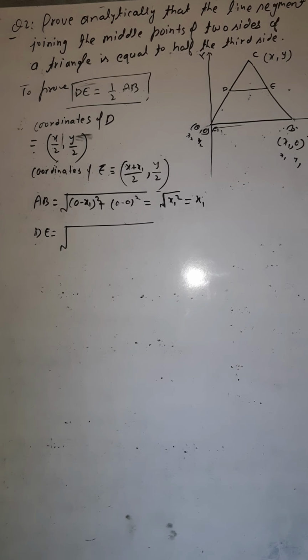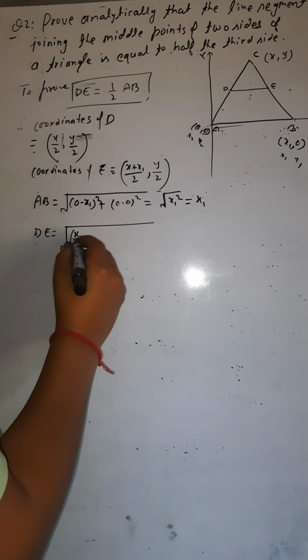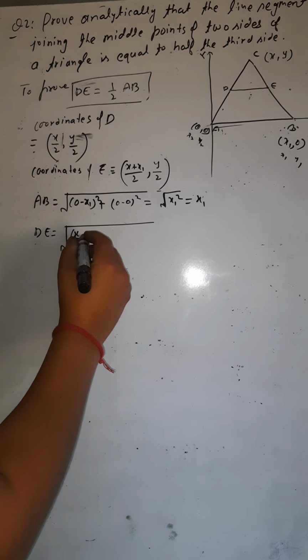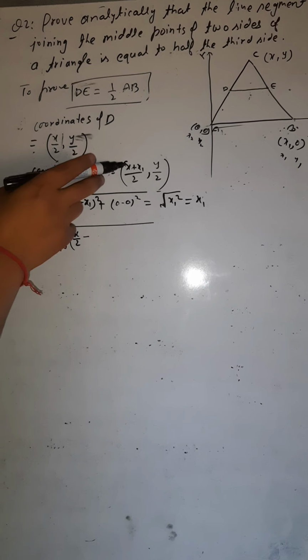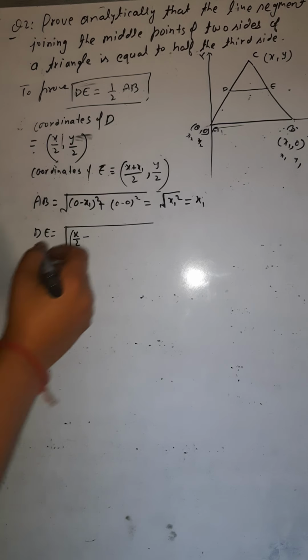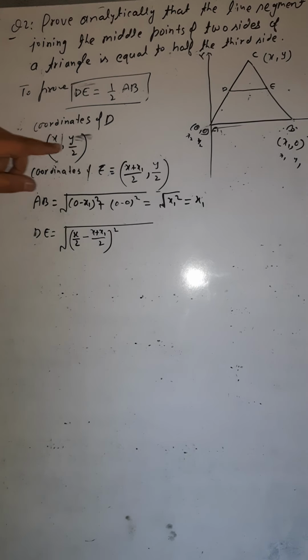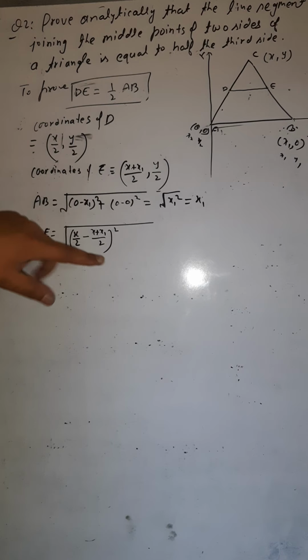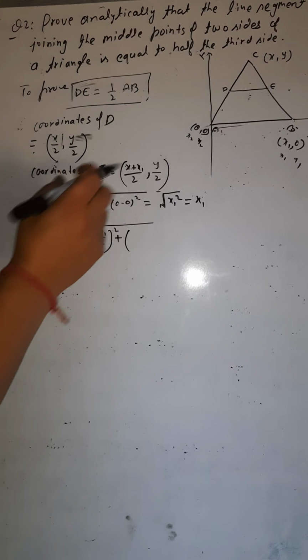So I am going to find out the distance DE. It will be x2 minus x1 whole square, where x2 is x by 2. So x2 minus x1 is x by 2 plus x1 by 2, whole square, plus y2 minus y1 whole square, where y2 is y by 2 minus y by 2 whole square.